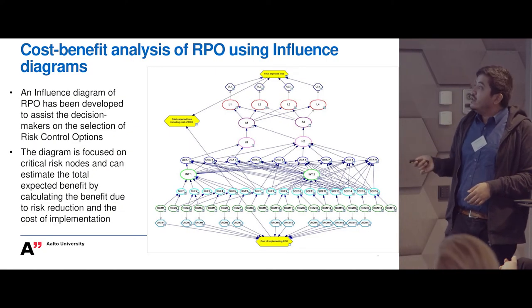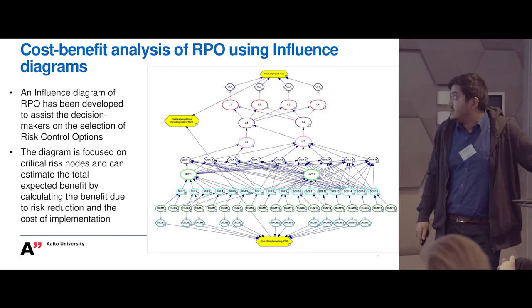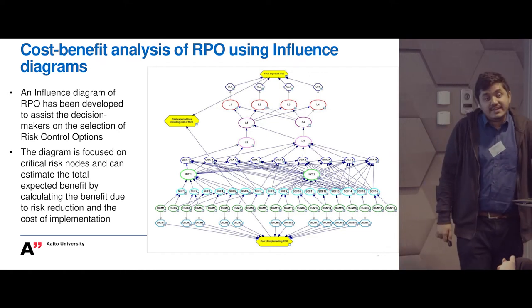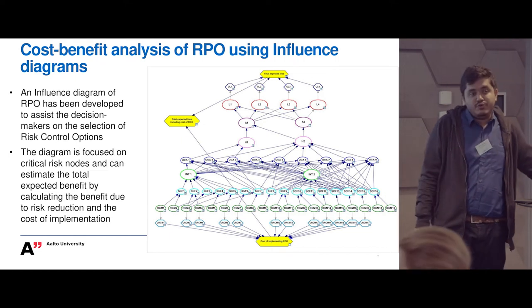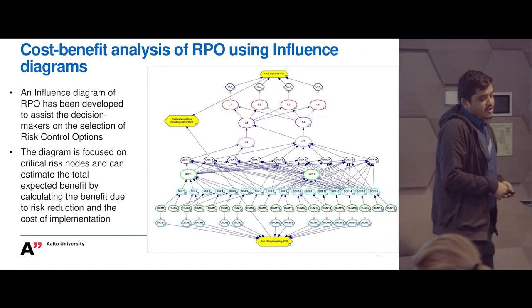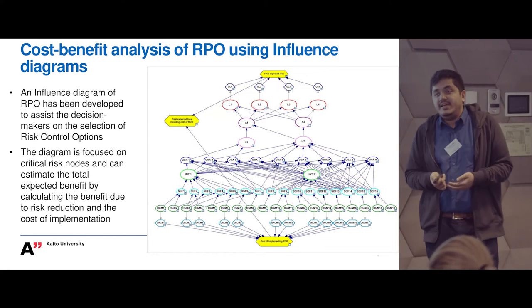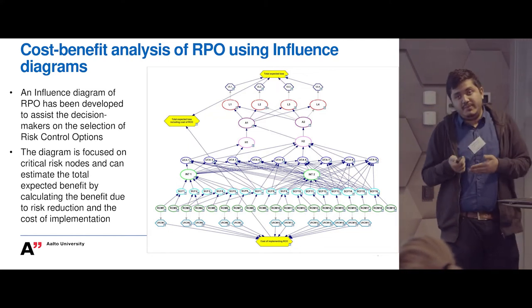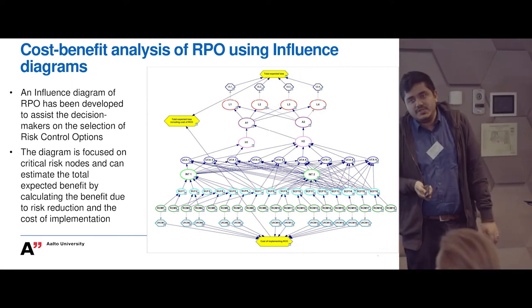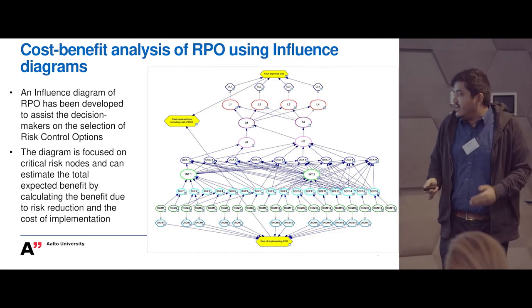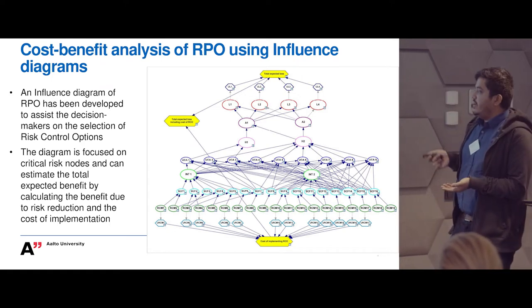Okay, so this is also something that we have done and are using in our visual articles: the cost benefit analysis of remote piloting operation using influence diagrams. For making decisions in a system, for example, whether or not to implement a risk control measure, you can already assess using this diagram the total expected benefit in terms of cost. There is a cost of implementing the risk control measure, and also a benefit coming from the loss reduction in terms of money. So we can compare them to calculate the combination that gives you the maximum expected benefit.